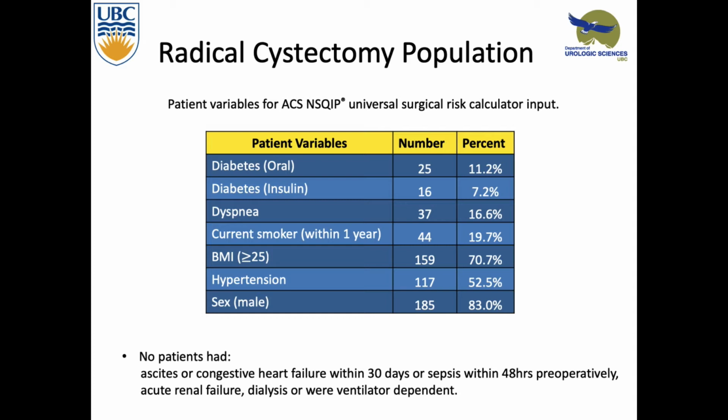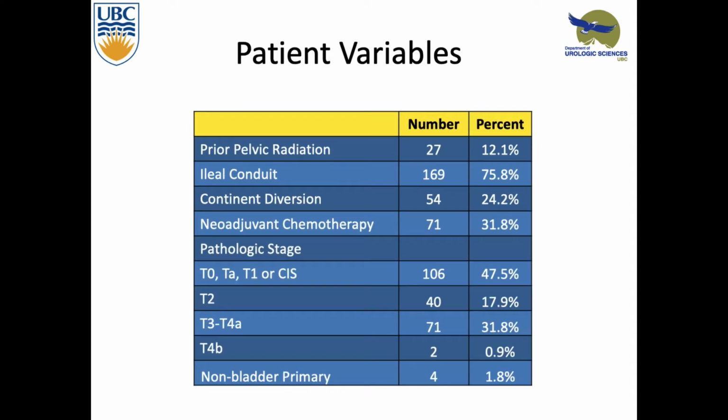No patients had ascites, CHF within 30 days, sepsis within 48 hours, or acute renal failure requiring dialysis, or were ventilator dependent. That's just for other things that would be included in the calculator. 12% of our patients had previous radiation therapy. We do 25% of patients with continent diversion, very few are done as Indiana pouch.